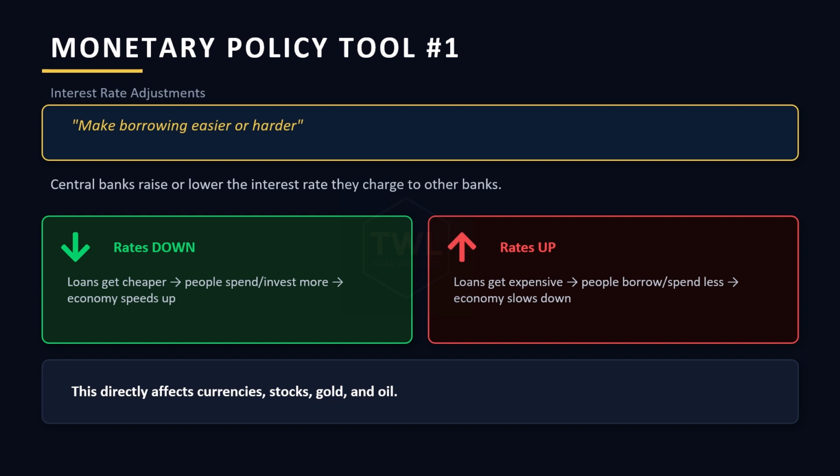Multiply this by millions of people and companies making decisions like this every day. When rates go down, borrowing is cheap. People spend more and the economy speeds up. When rates go up, borrowing is expensive. People pull back and the economy slows down. And this directly affects currencies, stocks, gold, and oil, which is exactly why every trader watches interest rate decisions so closely.